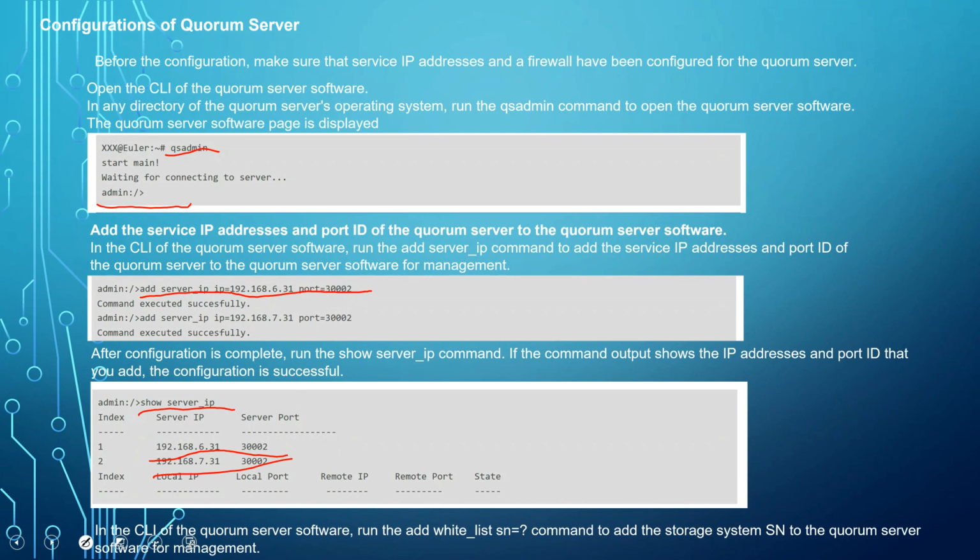So once you have this output, then you can go to the storage and you can add this Quorum server into your storage. But before that, you have to check that everything is working and your IP is listening on this port. And from CLI, you can add the serial number in this Quorum server for the software management of the storages. You can add that as well.